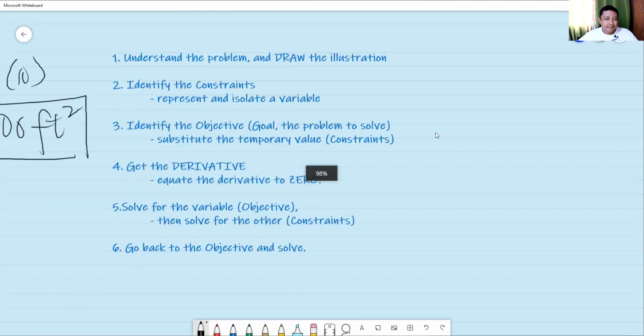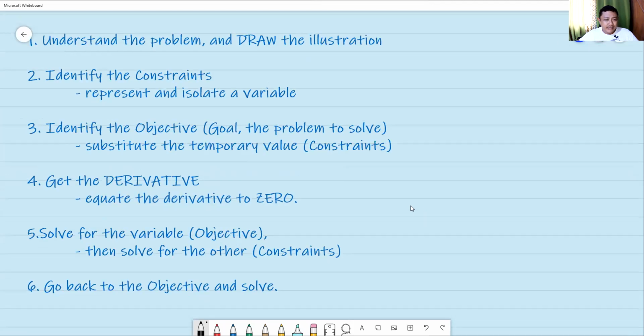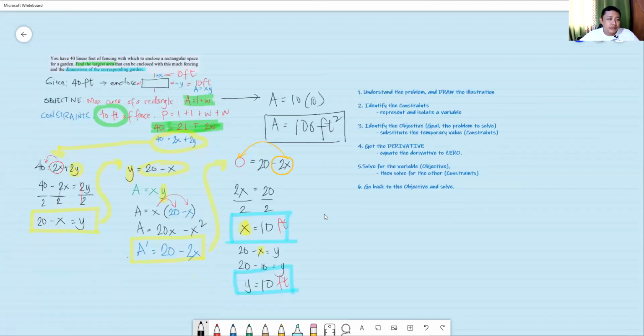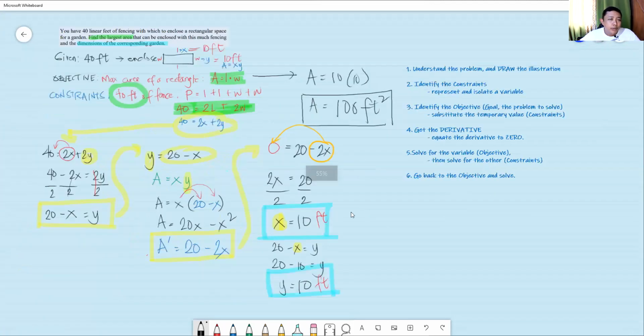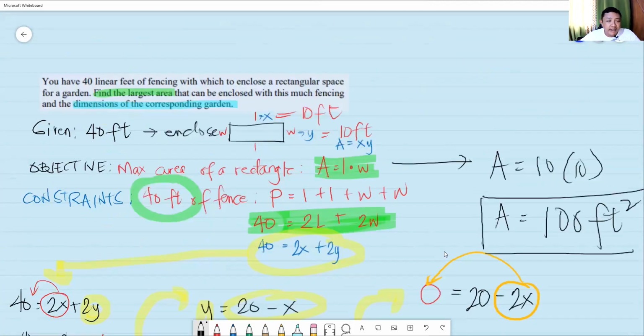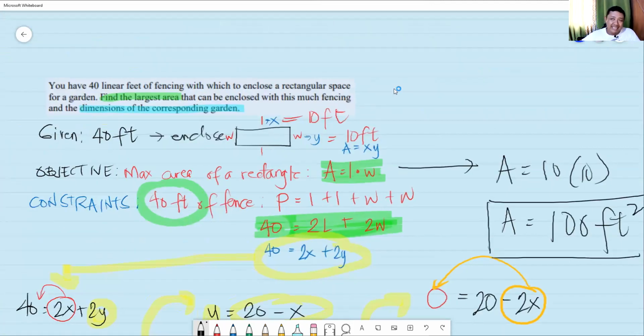This time, by the way, just like what I told you a while ago, always remember, this is a food for thought. If, for example, we are dealing with perimeter, area and the maximum area that we can solve, please take note that it always ends up with a square.